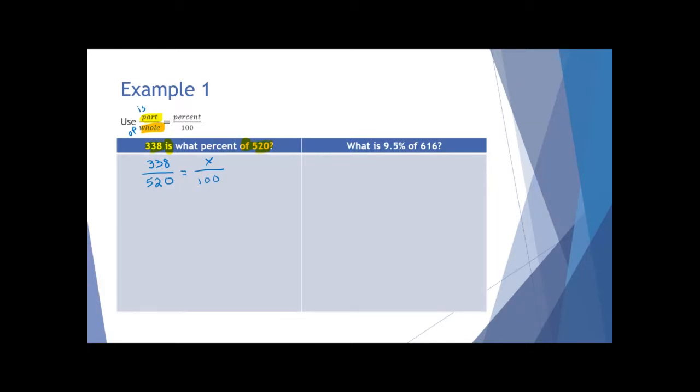So to solve this, we have to multiply our diagonals. So it doesn't matter which diagonal you start with. You can do either one, but let's say I want to do 338 times 100 to do that diagonal first. So I'm going to just write that out. 338 times 100.